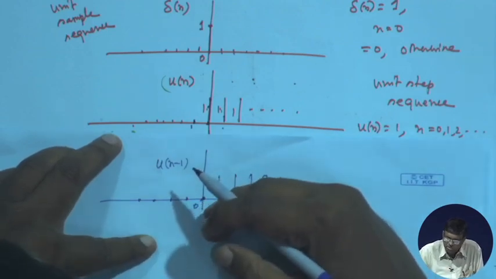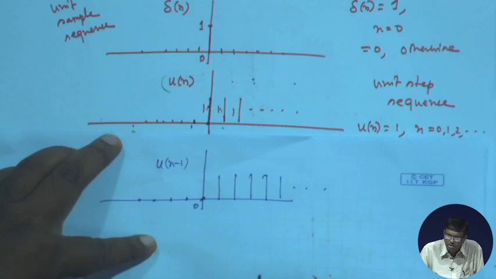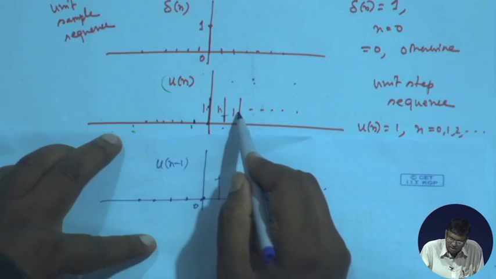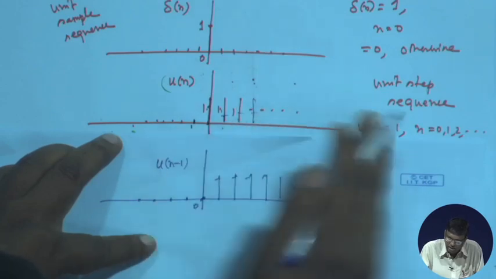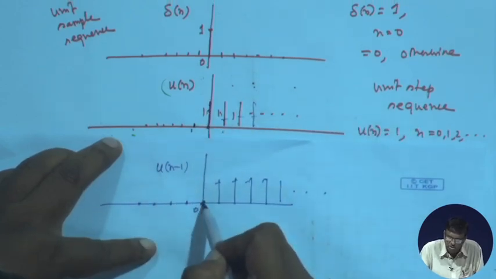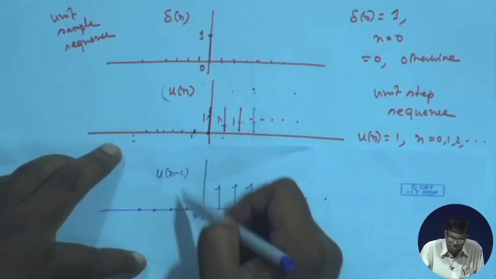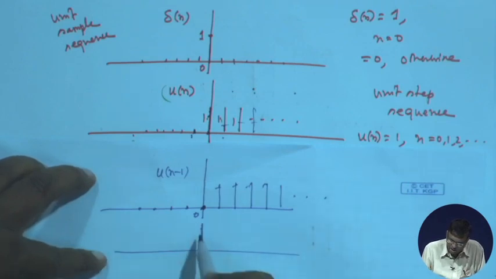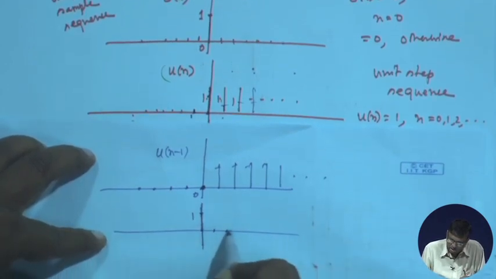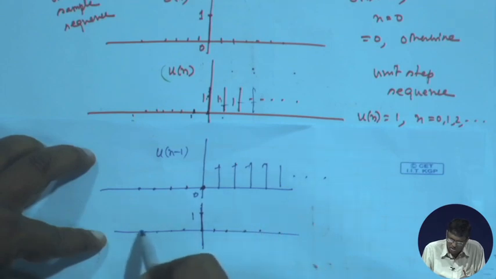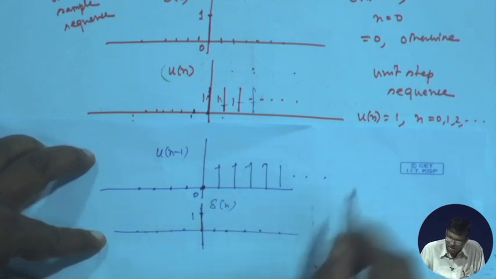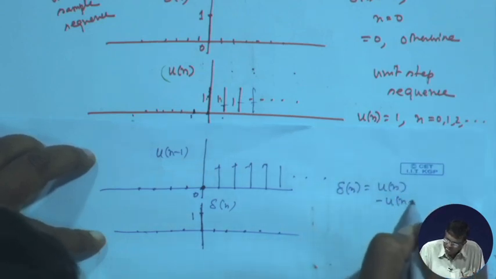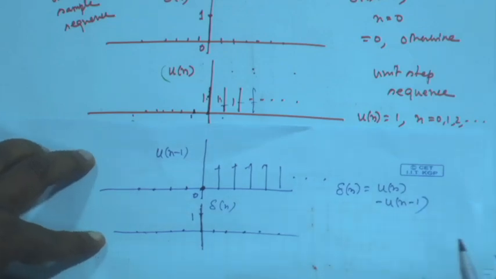Then if I subtract u[n minus 1] from u[n], what will I get? These 2 will cancel, these 2 will cancel, these 2 will cancel, they will all cancel, only this 1 minus 0 will remain. This side is 0 minus 0, 0 minus 0, so all zeros. So, you will get a 1 here and then 0, 0, 0, 0, 0, but this is delta[n]. That means delta[n] is u[n] minus u[n minus 1], okay.